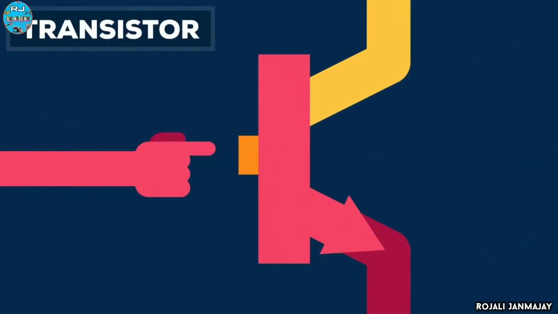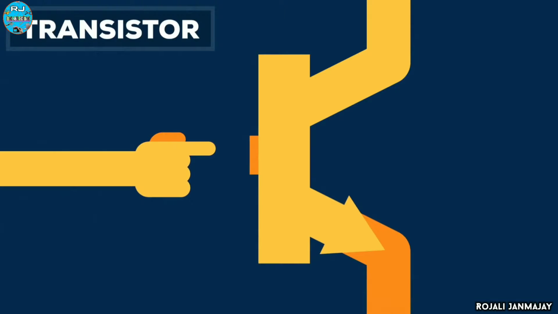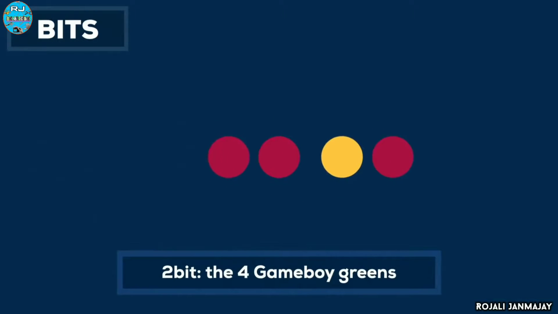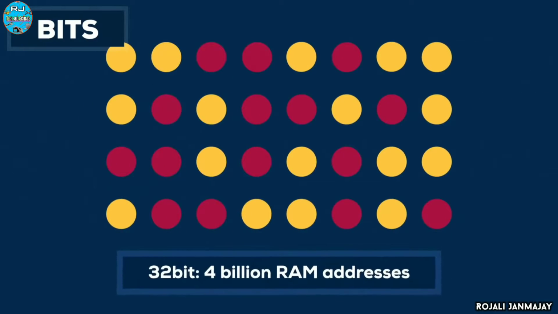A transistor is the simplest form of a data processor in computers, basically a switch that can either block or open the way for information coming through. This information is made up of bits, which can be set to either 0 or 1. Combinations of several bits are used to represent more complex information.